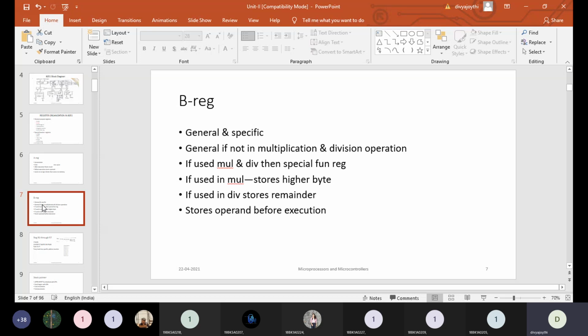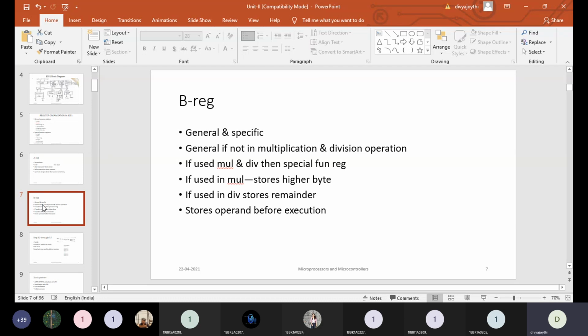Say for example, the result is having D0 to D7. Assume that the result is an 8-bit register. Then it will be storing the higher byte. Higher byte means it will be storing D4 to D7. If it is 16-bit, then it will be storing the higher byte, which means D8 to D15. So if the B register is used in a multiplication program, it will be storing the higher byte of the result. If it is used in a division operation, if the B register is used in a program where you are writing that program for division, in that scenario the B register will store the remainder.